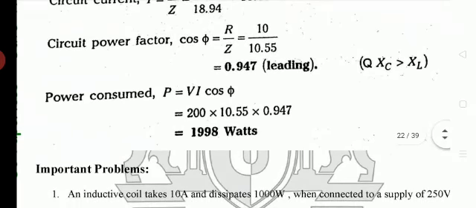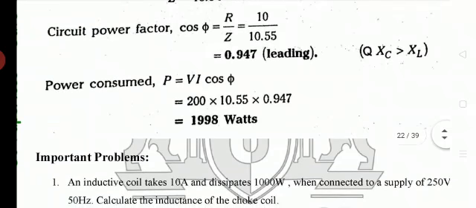Circuit power factor is cos phi. Power factor is nothing but cos of angle between voltage and the current, cos phi. The three definitions also I have discussed while defining the power factor. So R divided by Z, that is equal to 10 divided by 10.55, that is 0.947. Leading power factor they are giving. Why it is leading?